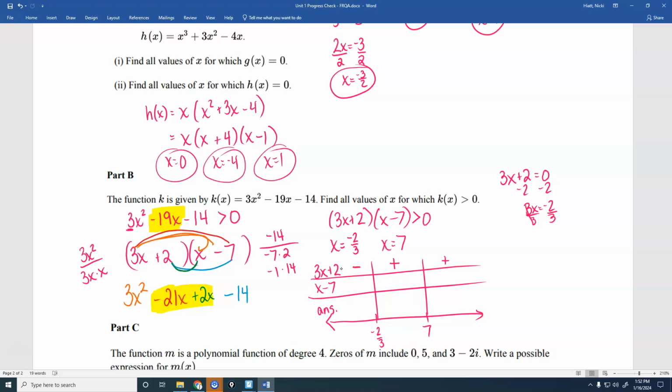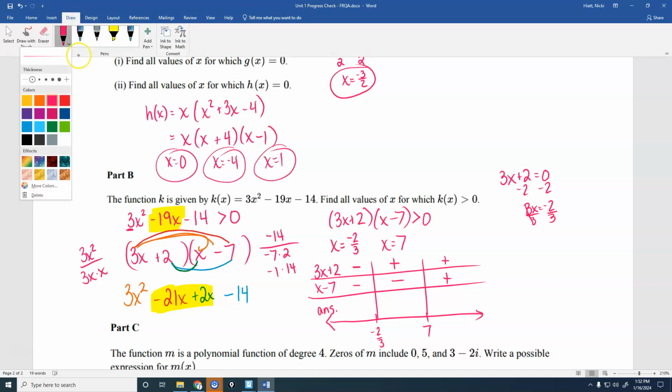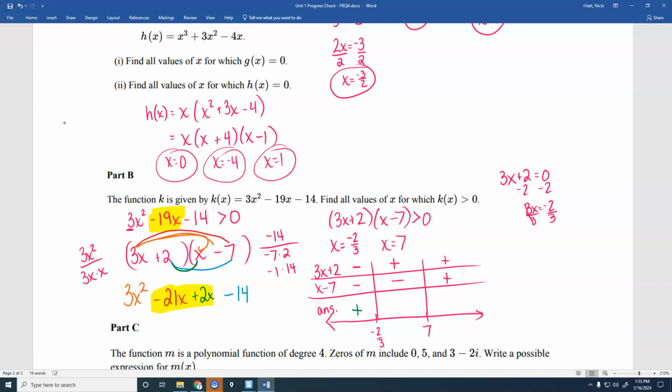And then for the x minus 7, if I plug in something like -1, I'm going to get a negative there. Same thing here in the middle, I'll still get a negative. But if I plug in a number bigger than 7, I'm going to get a positive. So when I'm doing that answer line right there, negative times negative will give me a positive here. This will give me a negative in the middle, and positive here on the end.